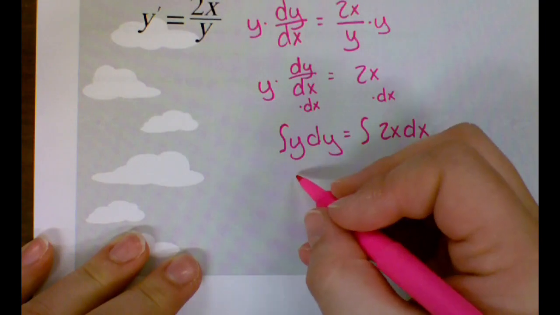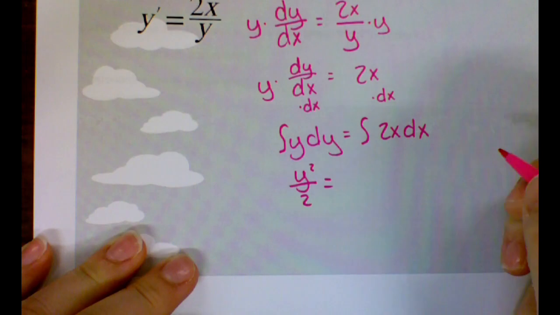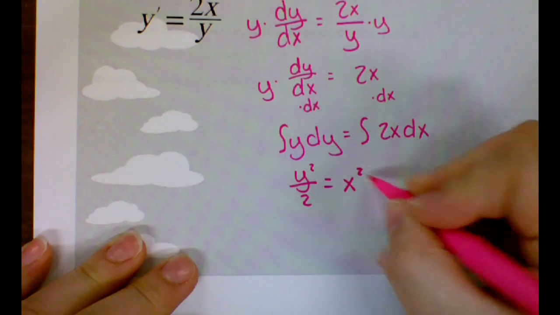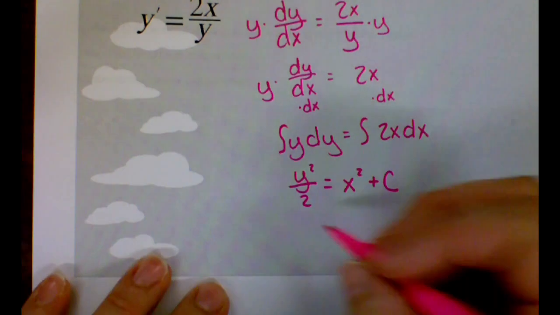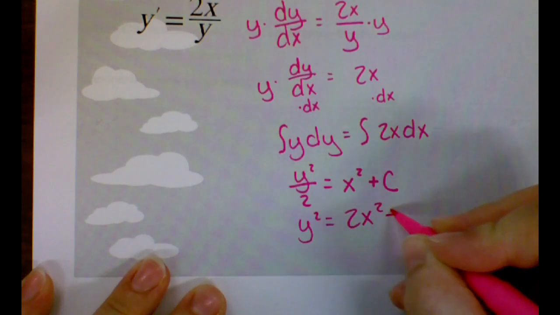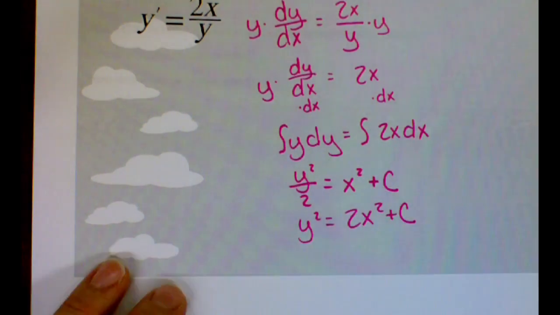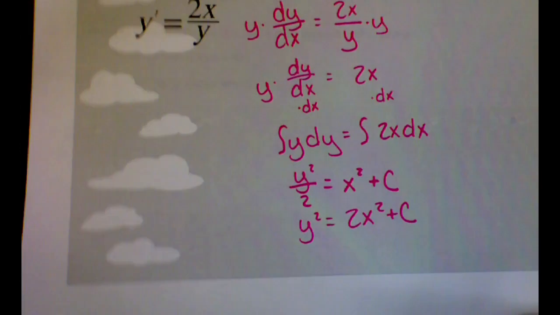So the antiderivative of y is y squared divided by 2. Antiderivative of 2x is just x squared. And then we need a plus c. We only need one plus c anywhere because if I put a c on both sides, it's just a different constant and we would still call it c. Now I could also multiply everything by 2 to have y squared equals 2x squared plus some other c. I could get my x's and y's on the same side. It all depends what we're looking for.